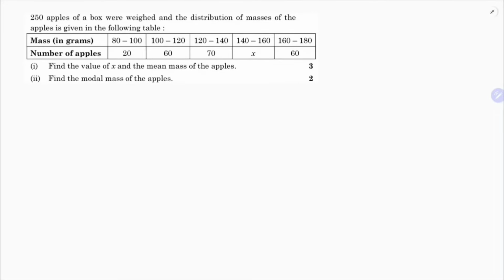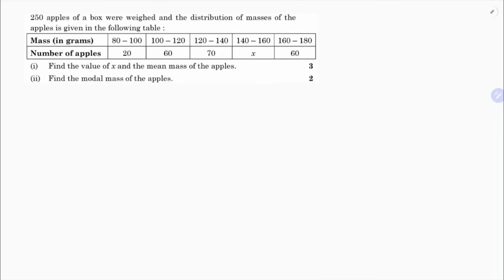250 apples of a box were weighed and the distribution of the masses of the apples is given in the following table. The mass classes are 80 to 100, 100 to 120, 120 to 140, 140 to 160 and 160 to 180. The number of apples are 20, 60, 70, X, and 60, but in total we have 250. In the first question, find the value of X.